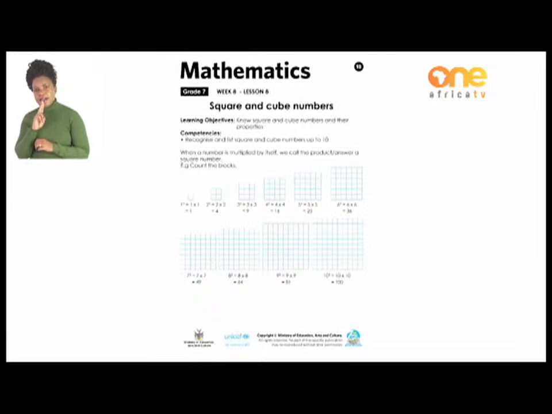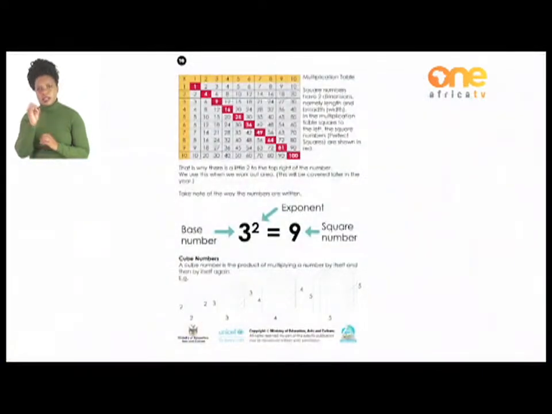Now we have to move to page 16. On page 16, there is a multiplication table whereby there are numbers colored in red, and some blocks which are yellow. On the top right side is a multiplication table whereby we have square numbers. Square numbers have 2 dimensions, namely length and breadth, which is also the width.